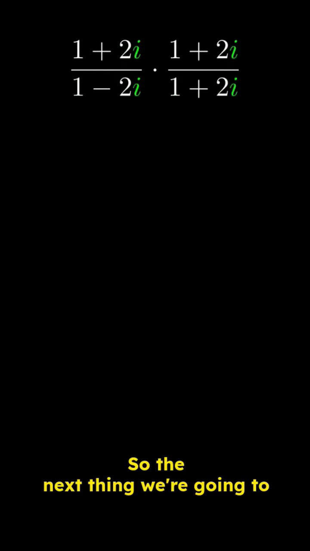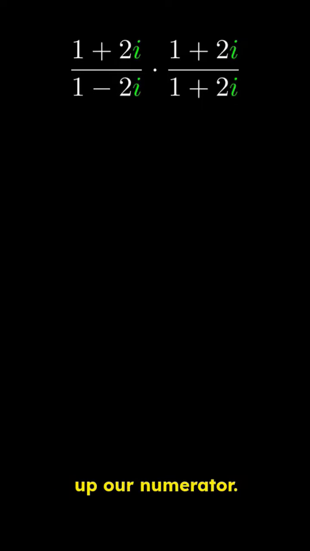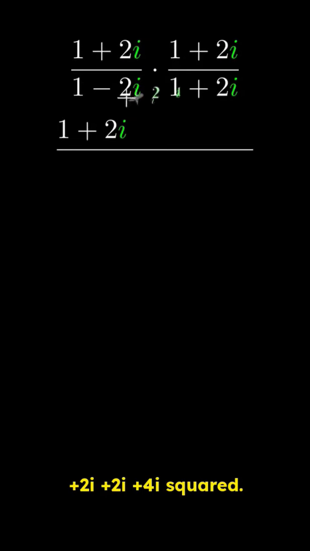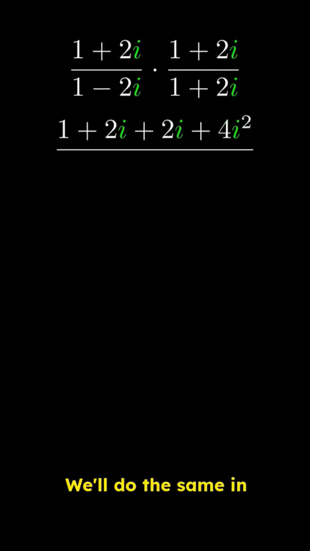So the next thing we're going to do is clean up our numerator, and what we're going to do is FOIL. So when we FOIL our numerator, that will result in 1 + 2i + 2i + 4i². We'll do the same in our denominator.